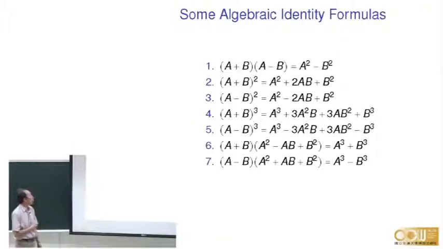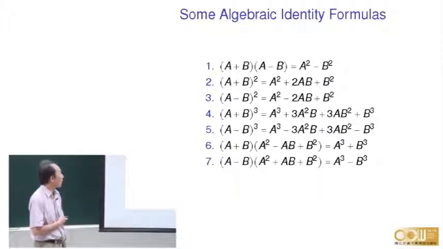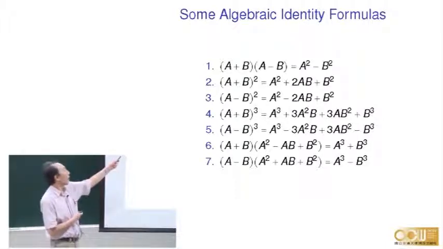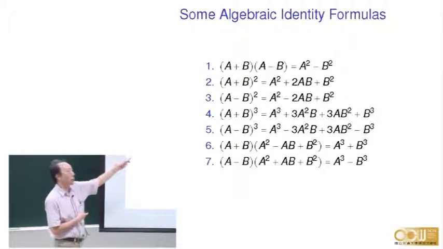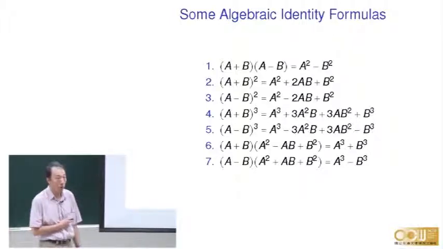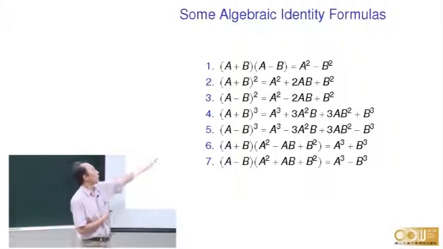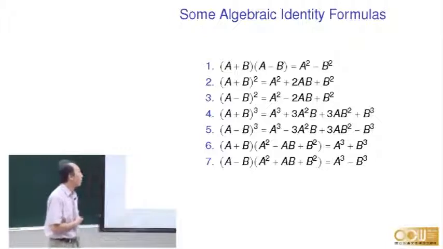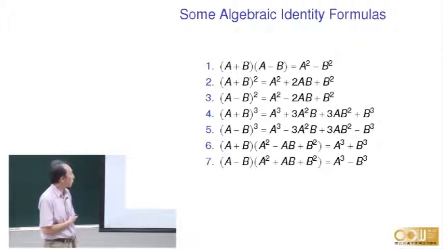Then we talk about some algebraic identity formulas. The first one is (a plus b) times (a minus b) equals a squared minus b squared. This identity is called the difference of two squares. We are going to use them quite often later.